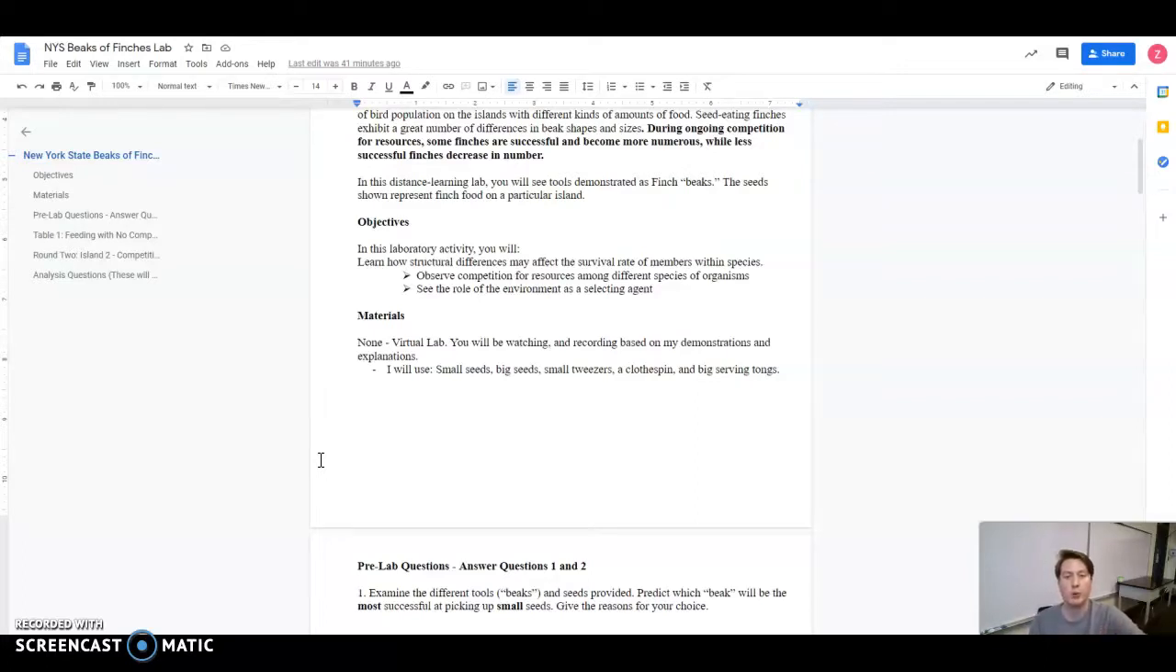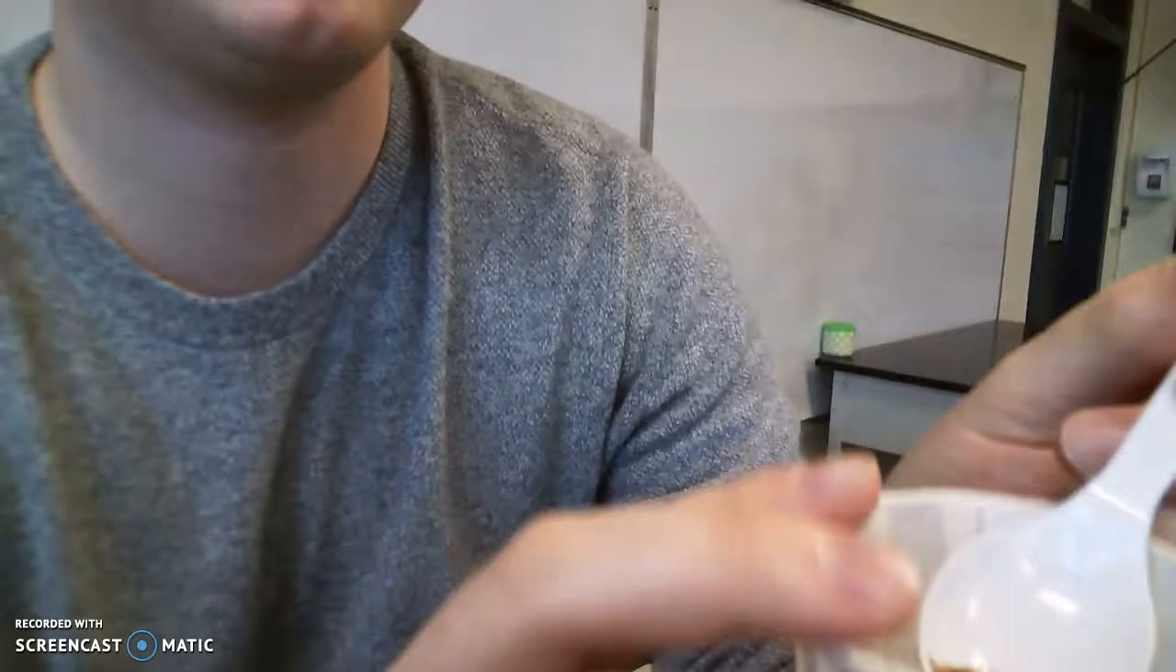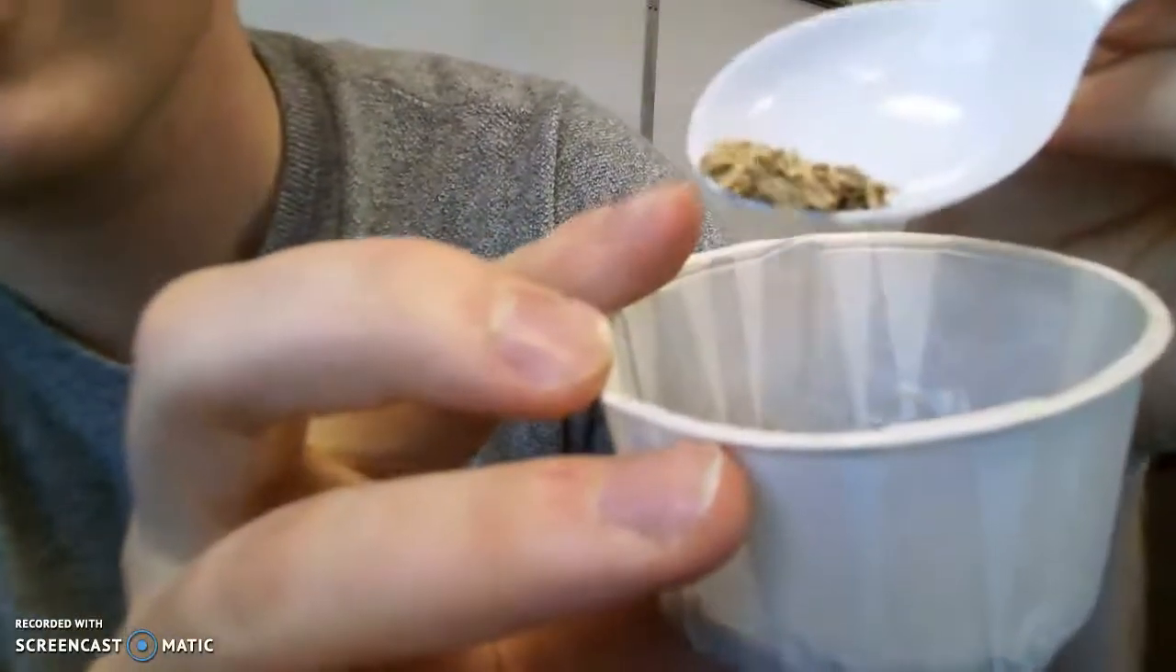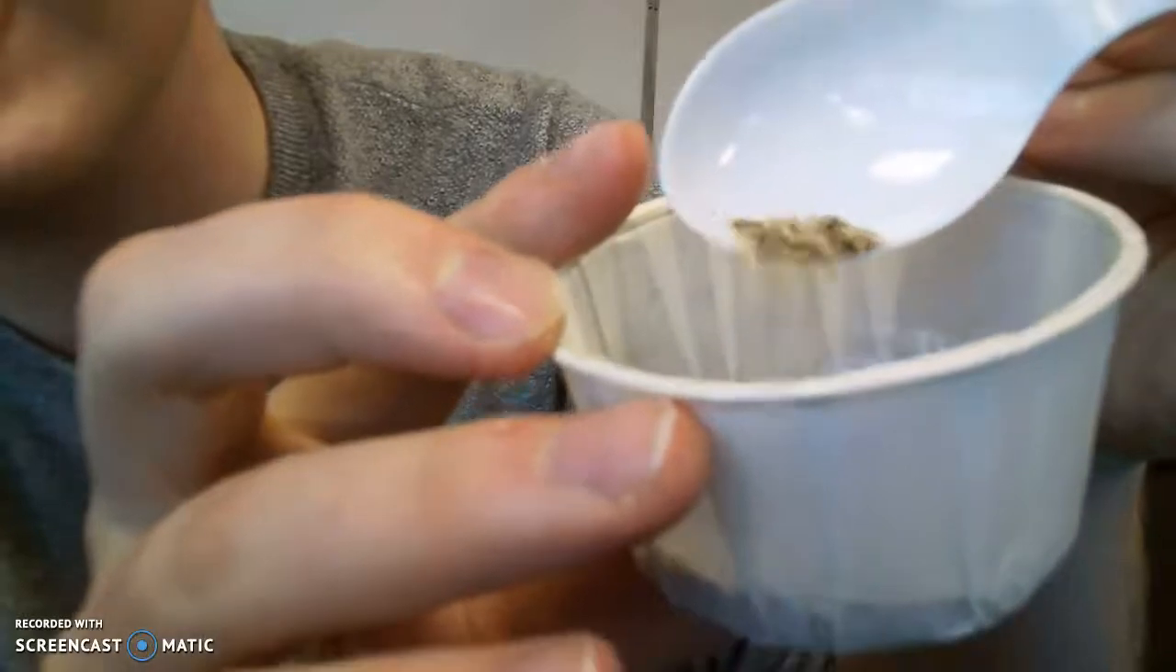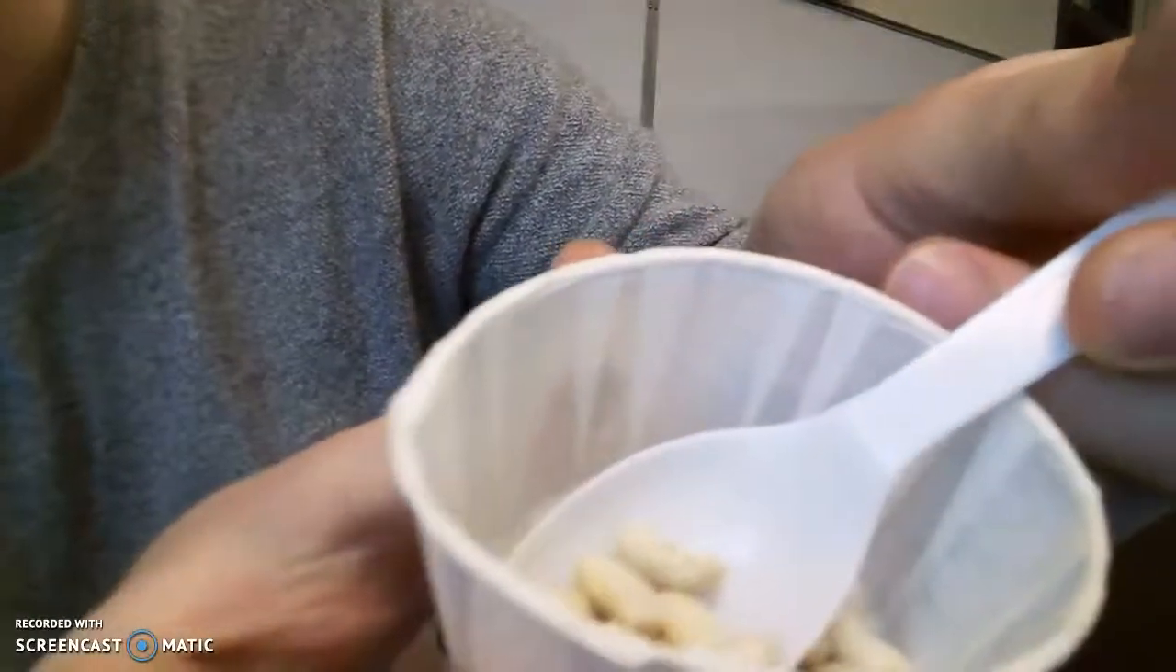The materials for this lab: none. You're going to be watching what I do. It's a virtual lab. You're not going to be completing this lab, unfortunately, since you're distance learning. But the materials I'll use, and I'll show you, I'm going to use small seeds and big seeds. My small seeds, if you could see them, are just little seeds. They're actually grass seeds. And my big seeds, they're beans.